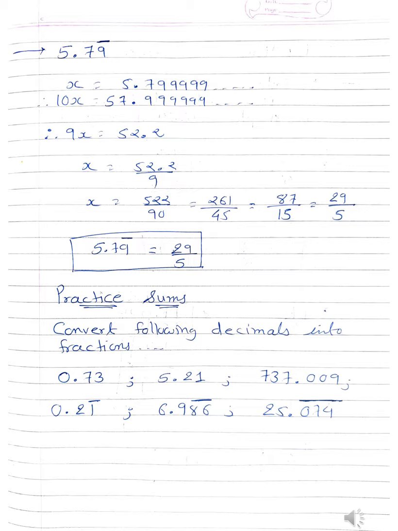That is, x equals 522 upon 90. And the simplification leads us to the answer 29 by 5. So now 5.79 bar, the decimal expression, has the fractional expression 29 upon 5. So using these steps, we are converting the decimal numbers into fractions.